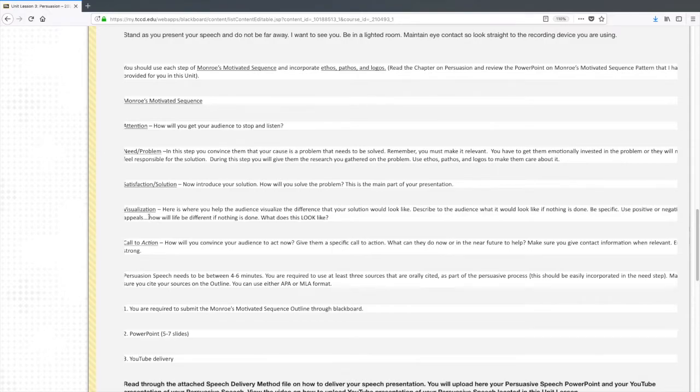On the next step, which is the fourth step, visualization, here is where you help the audience visualize the difference that your solution would look like. Describe to the audience what it would look like if nothing is done. Be specific. Use positive or negative appeals. How life will be different if nothing is done? What does this look like? So this is where you're going to visualize to your audience, if you adopt my solution, this is what it's going to look like. These are the benefits you will reap. If you do not adopt my solution, these are the negative consequences that you will reap.